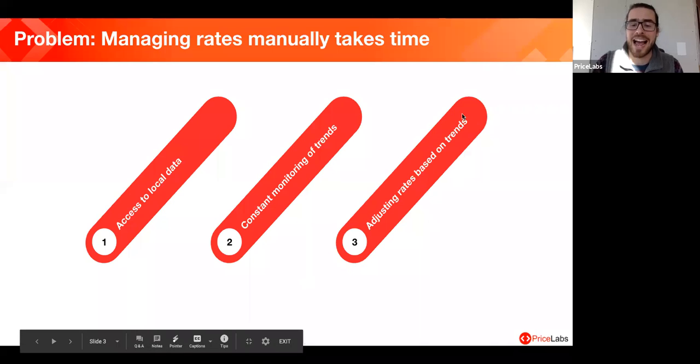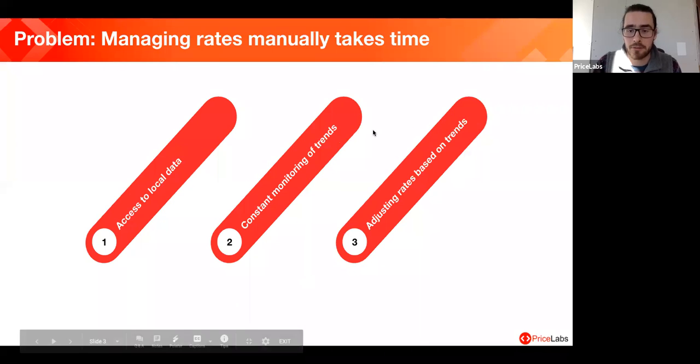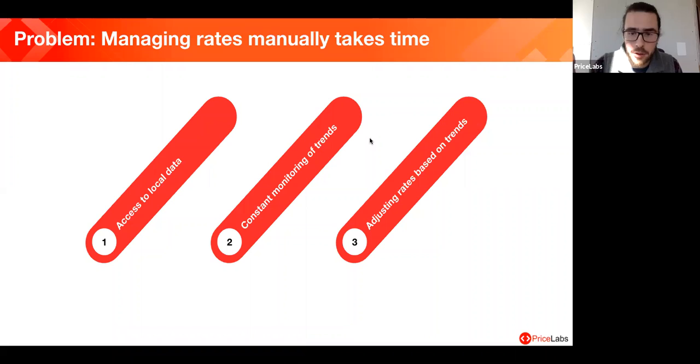And then finally, that adjustment of your rates based off of the trends that you see is also traditionally a very time intensive process. With adjusting your rates, a lot of property managers we talk to set their seasonal rates for the year up front. So they say, hey, high season, mid season, low season, maybe my holidays. Those would all be things that they input manually. And then they let that run throughout the year.